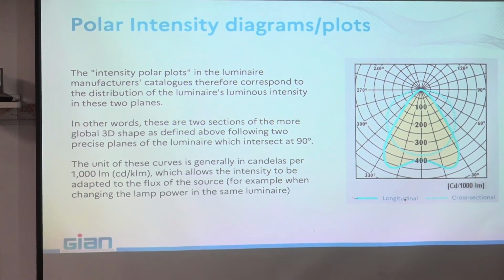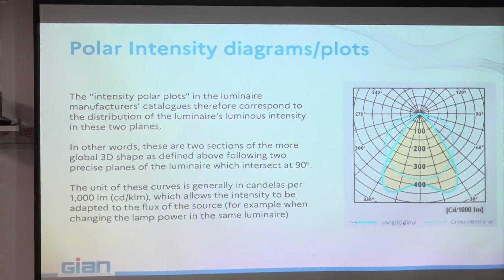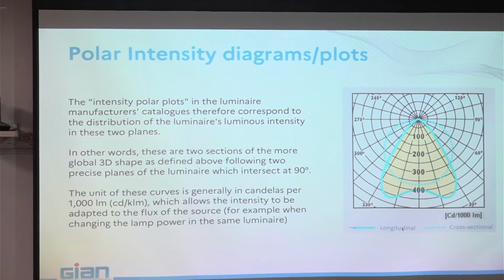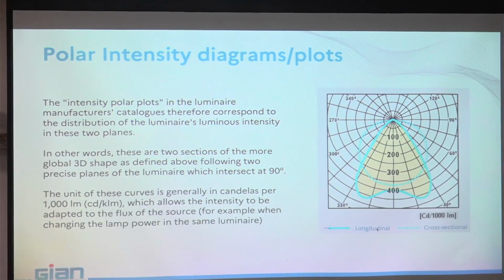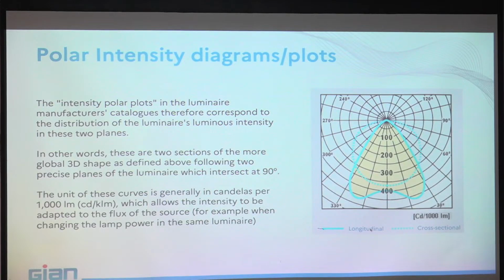Those two plans extracted from the photometric solid, we call them the polar intensity diagrams or plots. This is the official name, and usually in an old paper version of fixture manufacturers' catalogs, you will find it in that format. You have a single polar plot. One, the yellow here, is for the longitudinal, the C0, C180, and the other, the dotted, is for the transversal, for the cross-sectional, sorry.